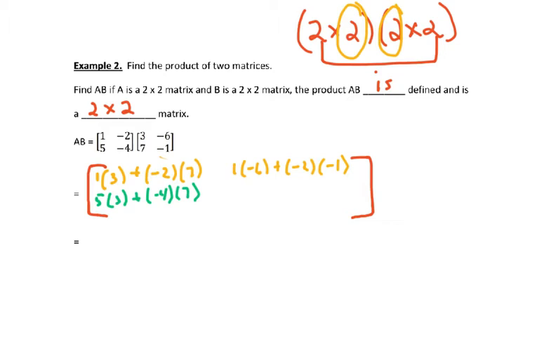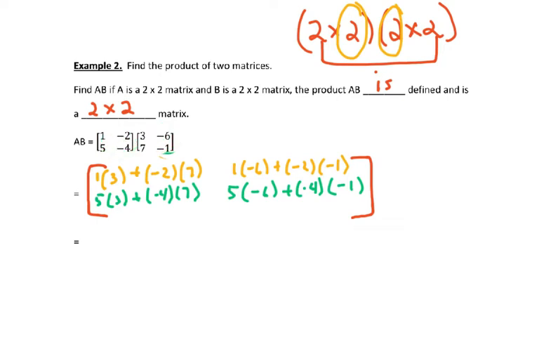We're going to do, again, row 2 in the first matrix times column 2 in the second matrix. And that one's going to give us 5 times negative 6 plus negative 4 times negative 1. And lastly, let's show you where those come from. That's 5 times negative 6 plus negative 4 times negative 1. And that gives us our fourth entry. Okay, so let's erase that off so we can see the matrix again.